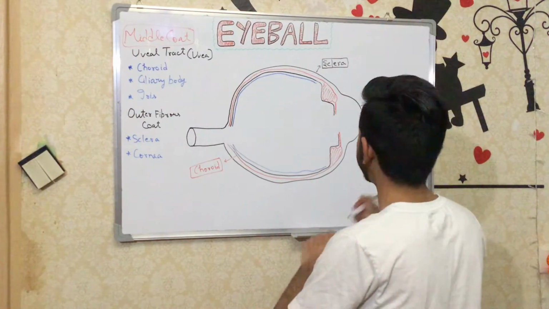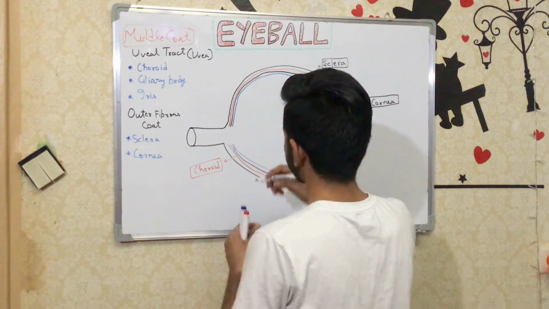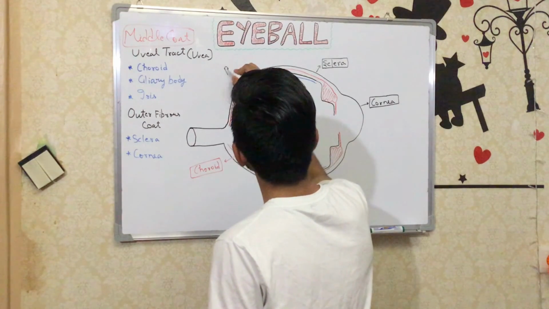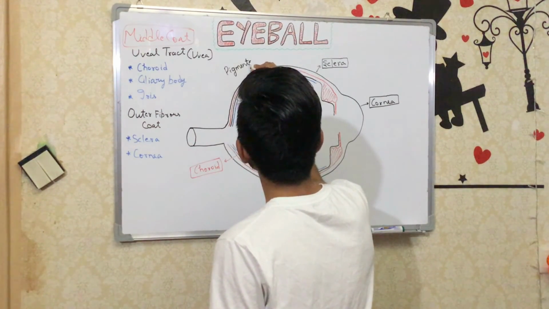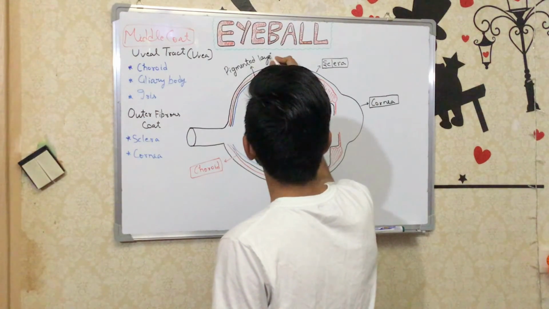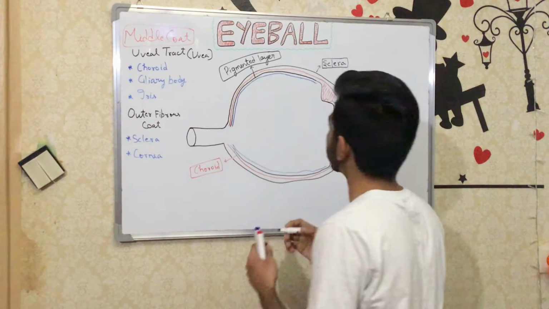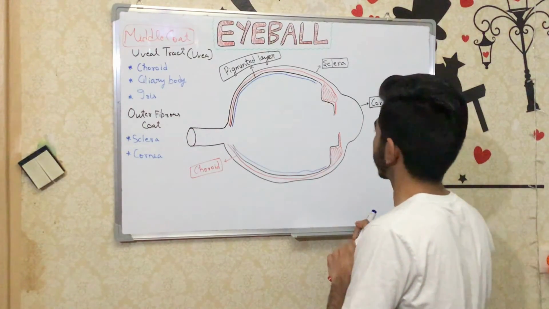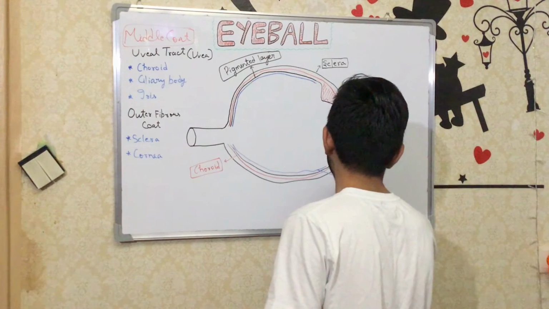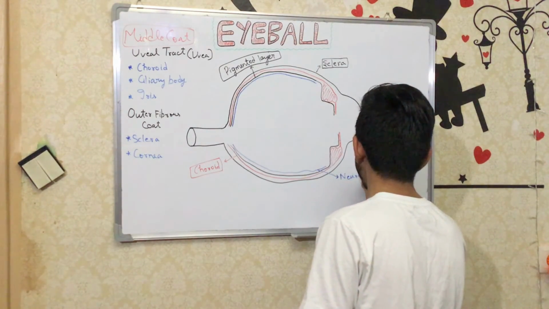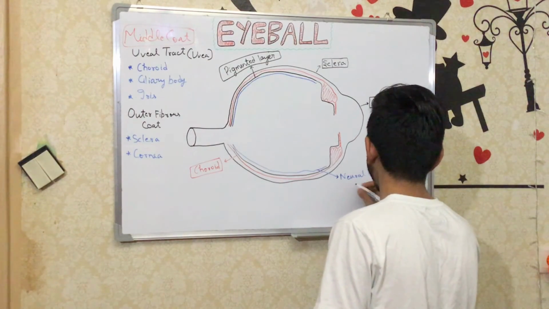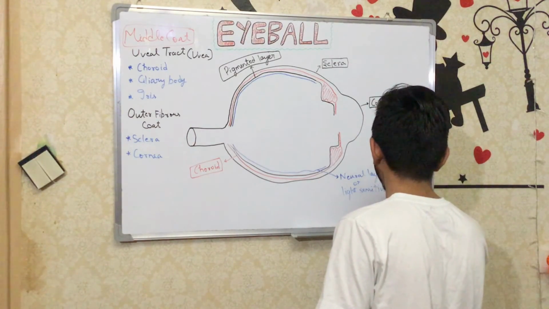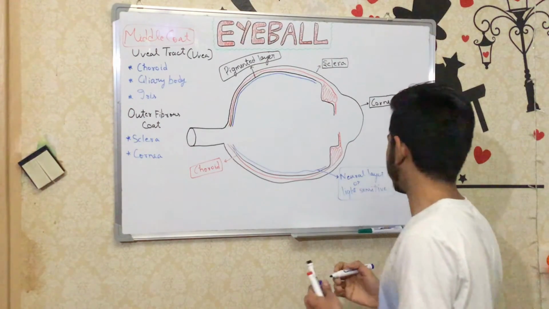Now, let me name them. This is the choroid. This is the pigmented layer of the retina, actually, and this, the bluer one, I will call the neural layer, or light sensitive area. Light sensitive.